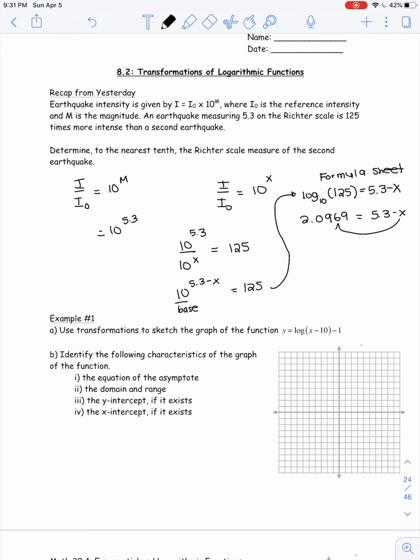Now I'm going to swap these numbers in their spots because I want x to always be positive, and I'm going to move that 2.0969 to the other side as well. So I get x equals 5.3 subtract 2.0969. In my calculator, I get 3.2. We want the answer to the nearest tenth, so I know that the Richter scale value is going to be 3.2.